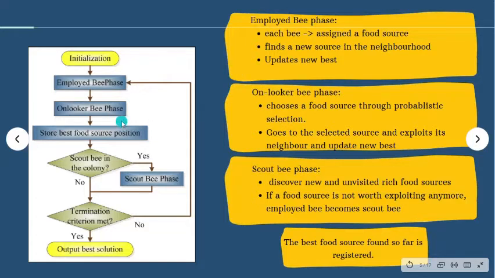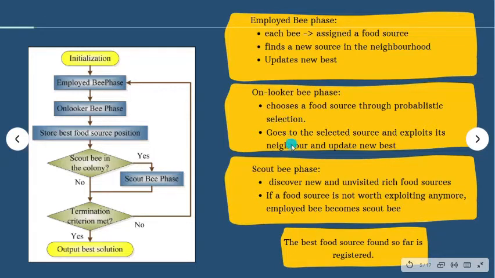After this phase, we have the onlooker bee phase. In the onlooker bee phase, the employed bee comes back and shares the information with the onlooker bee. The onlooker bee then uses a probabilistic selection and finds a food source, goes and exploits it, and then repeats the same process by updating the new best.